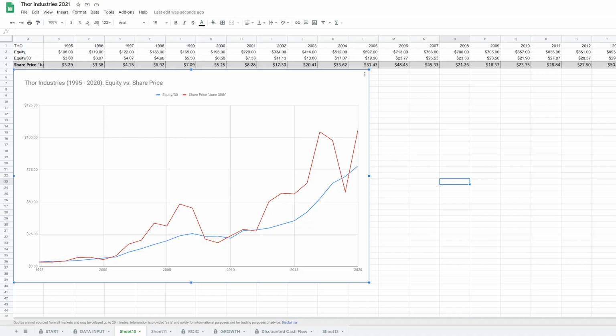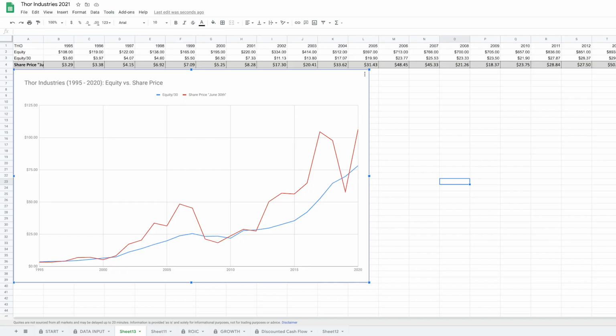And this is by no means perfect, right? Again, looking at this chart, you can see that there are certainly times where the market is overly excited about Thor Industries as a business, and as a result, the stock price goes up faster than equity. This happened in the late 90s, again in the mid 2000s, and again leading up to 2018. And of course, there are also periods where the market is irrationally negative about the business. These are times such as 2008 during the GFC, and also as recently as 2019. So there are certainly periods where they are not aligned, but over the long term, over a 10 or more year period, they are very, very closely aligned.